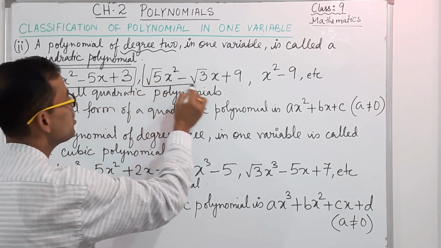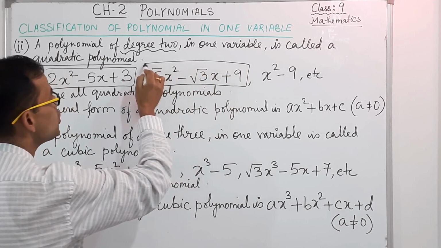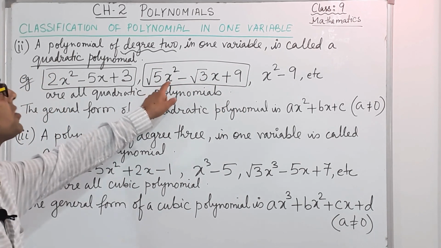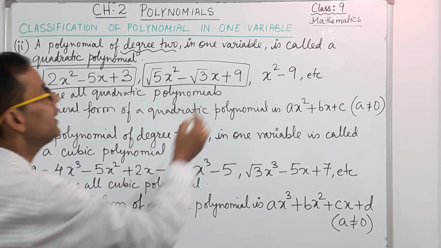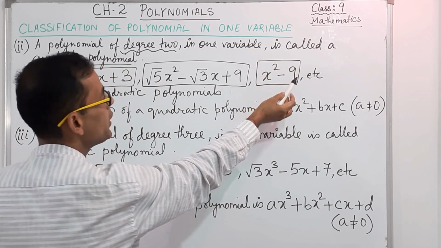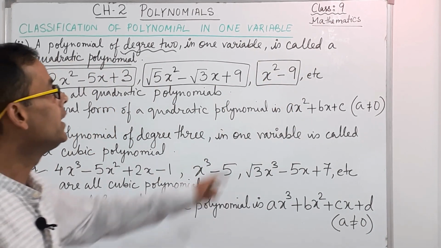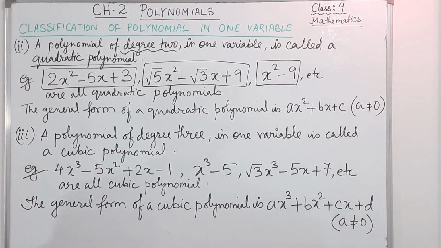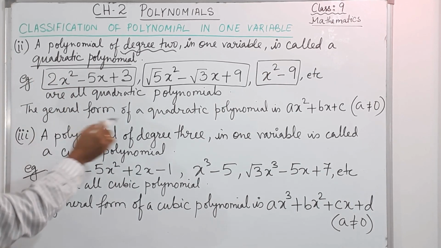Same with this one also. Root 5x square minus root 3x plus 9. So here highest power is 2. Then another one, x square minus 9. So here power 2, here power is 0. So 2 is the highest, so it is a quadratic polynomial. And what is the general form?